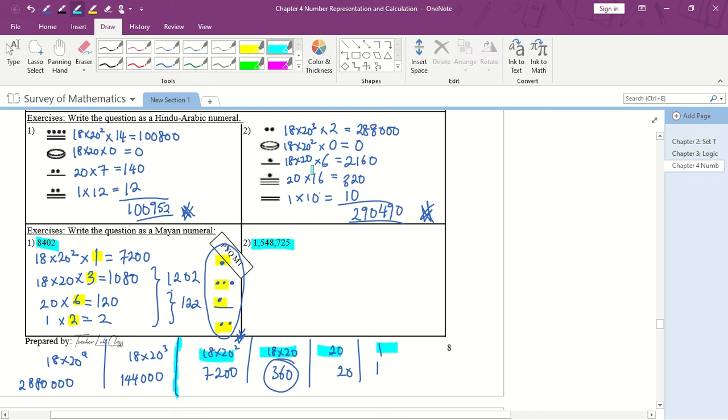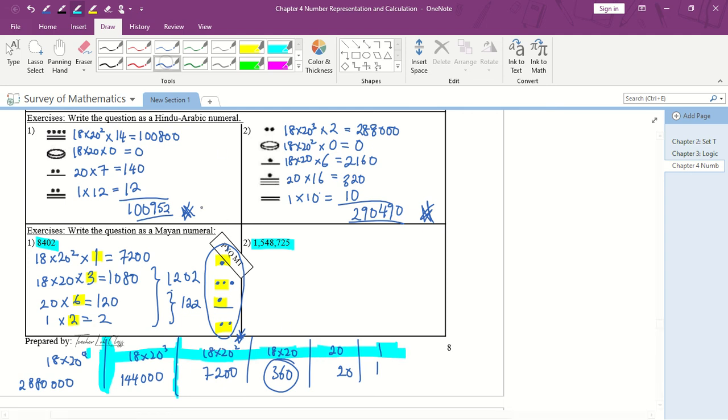1,548,725. It is a big number, but let me try to look back here. So what is this number in between, which place values? Okay, look at it. And you will notice that it is around here, right? It is 1 million, but it doesn't go up to more than 2 million, so 880,000. So it's still within this here. When it is within this, we'll be using this place values.